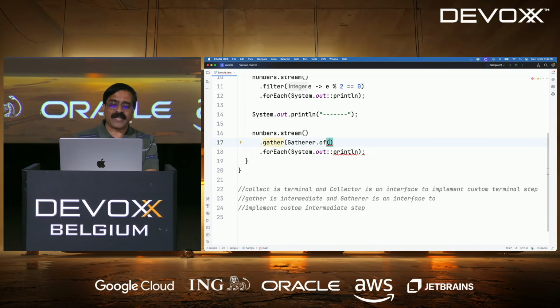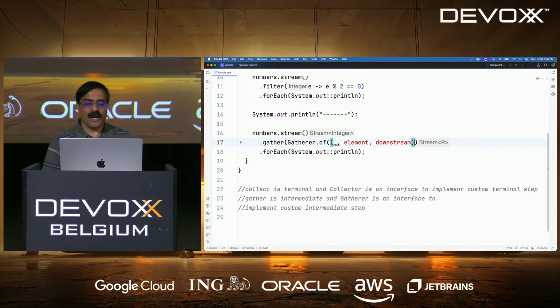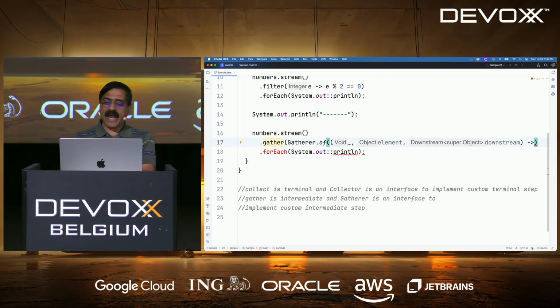So in this case, Gatherer.of, and what are we going to do with this gatherer is the question. So you're saying, I don't care about a state. I have an element, and I'm going to have a downstream that I'm going to be interested in processing as well. And you bring those three into it for us to use. And we are going to implement our custom step in here.